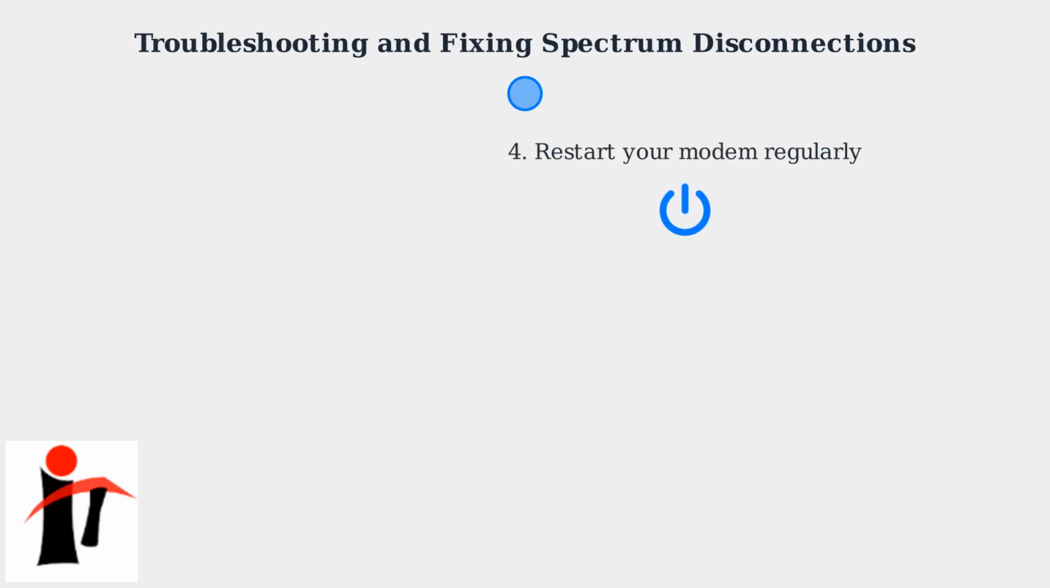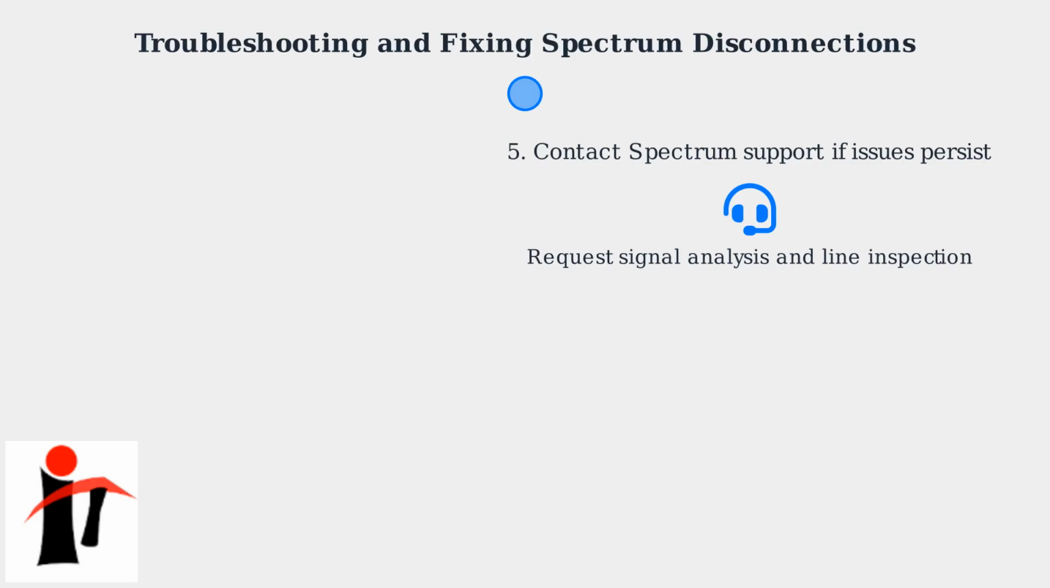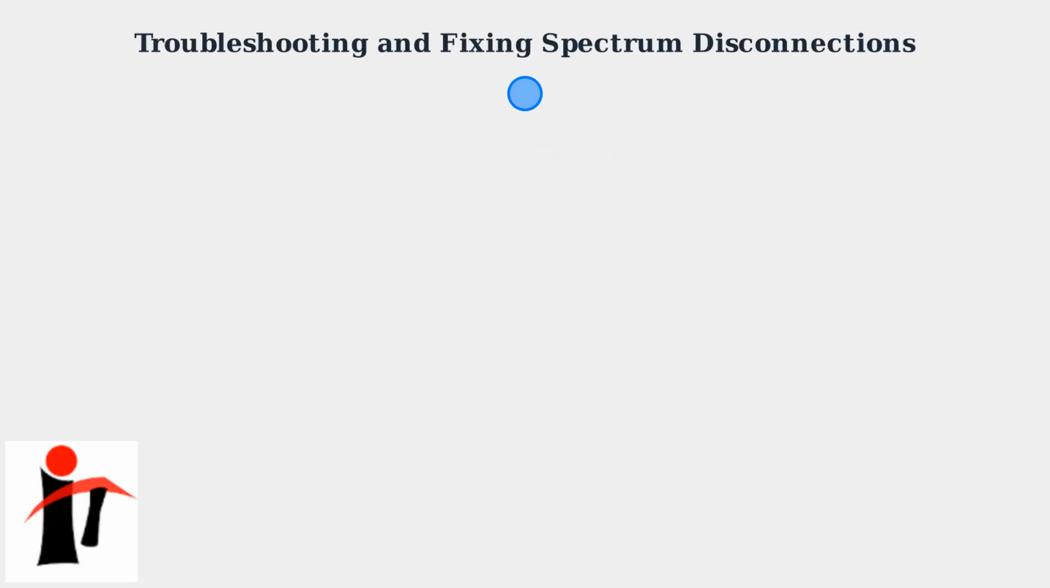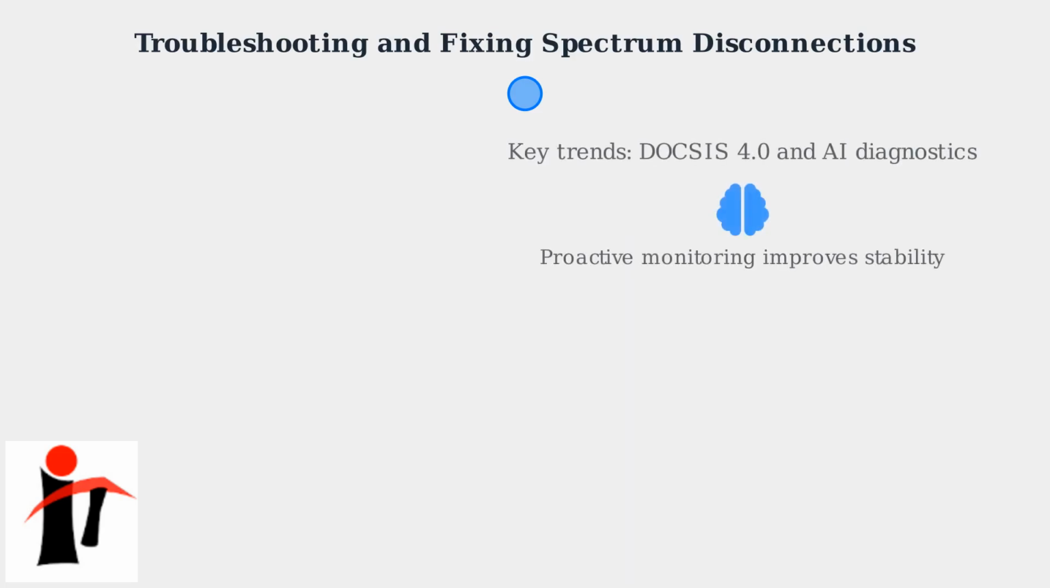Restart your modem regularly to clear temporary issues and refresh the connection. If problems continue, contact Spectrum support for professional signal analysis and line inspection. Spectrum is investing in DOCSIS 4.0 technology and AI-driven diagnostics for predictive maintenance. Regular proactive monitoring of your setup can significantly improve internet stability.